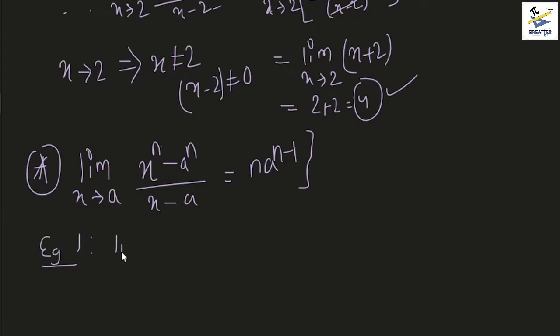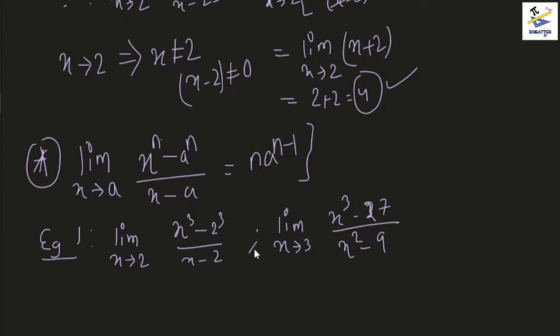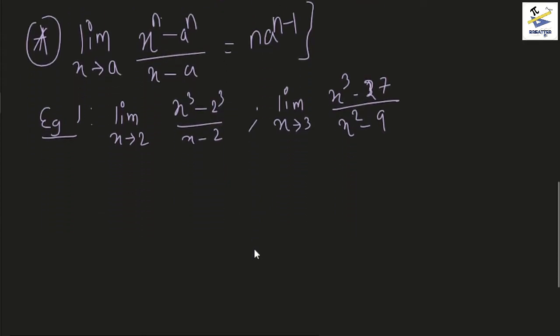So example 1 would be limit x tends to 2, x cube minus 2 cube, obviously, by x minus 2. This is a direct application. And example 2 would be something like this: x cube minus 27 divided by x square minus 9. Now let us do the problems one by one.